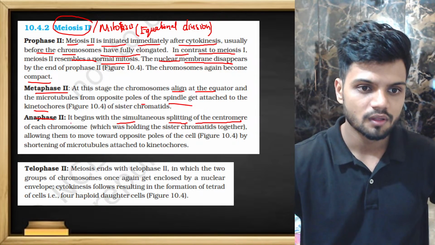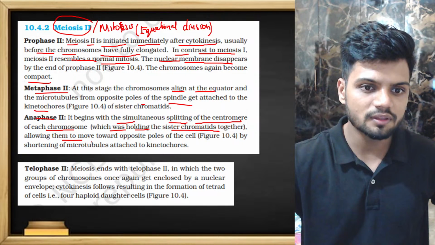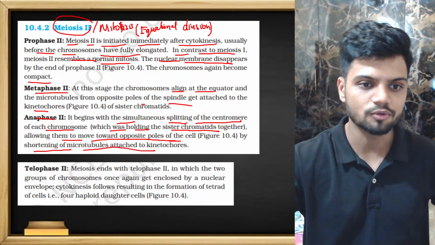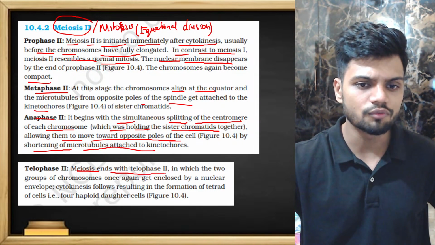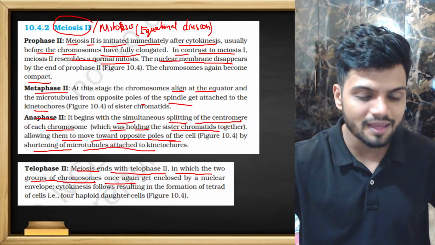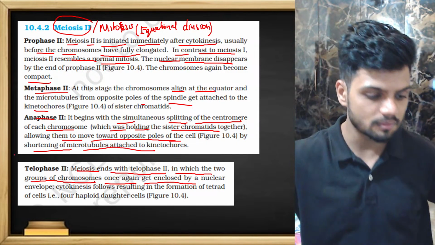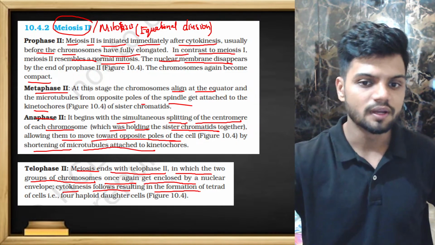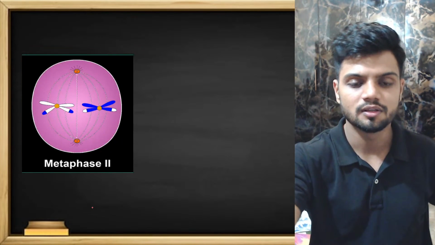Clear? The centromere of each chromosome, which was holding the sister chromatids together, splits, allowing them to move towards the opposite poles by shortening of microtubules attached to the kinetochore. Telophase again is the opposite of prophase. Meiosis II ends with telophase II, in which the two groups of chromosomes are once again enclosed by the nuclear envelope. The envelope is coming back. Cytokinesis follows, resulting in the formation of a tetrad, that is 4 haploid cells. 4 haploid cells are finally formed.